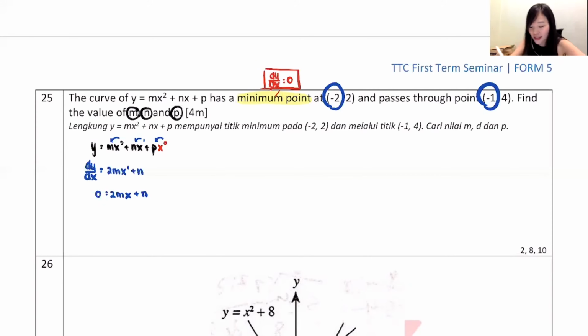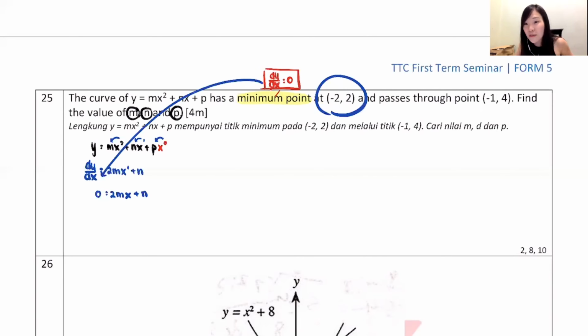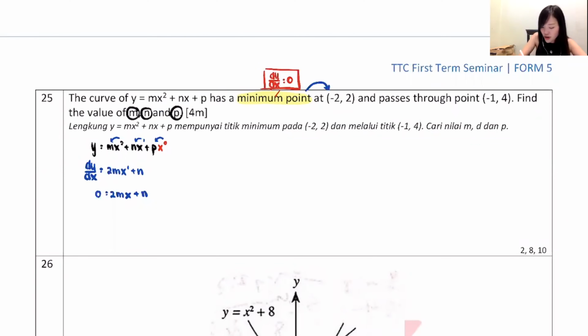You know why you cannot sub -1? Because now you are doing dy/dx equals 0. When you are doing dy/dx equals 0, that means you are only talking about the maximum or minimum point, so of course you can only sub the maximum or minimum point coordinate. This one just passes through; that one is not the maximum or minimum. So don't simply sub, my dear. You cannot say, oh teacher, any will do. Cannot, because this minimum point only applies for this coordinate. So when you're doing dy/dx equals 0, for x you can only sub -2.